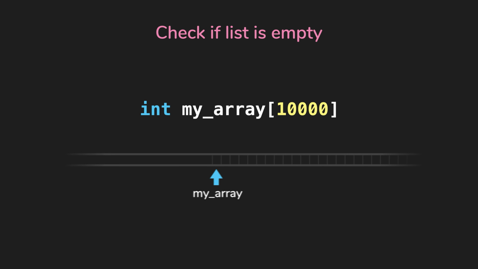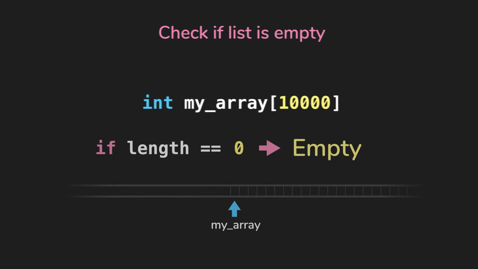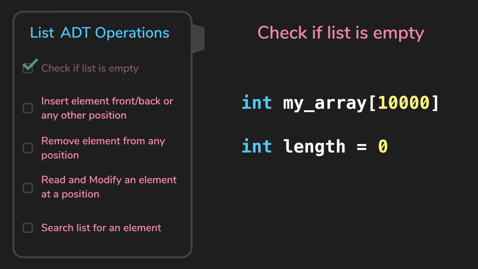We just reserved 10,000 blocks of contiguous memory, so we don't even know where our array starts or ends. So let's add one more variable called length, which tracks how many elements our list has. Every time we insert an element in our list, we can just add the element into our array and then add 1 to our length to track it. So if length was equal to 0, we know it's empty. All right, so first point checked.